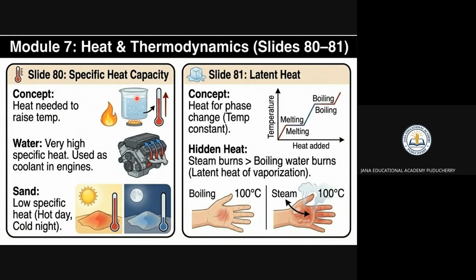Water has high specific heat, which gives a moderate climate. Because of its very high specific heat, water is used as a coolant in engines. In all engines, water is used as a coolant. You can see here that sand has a low specific heat.